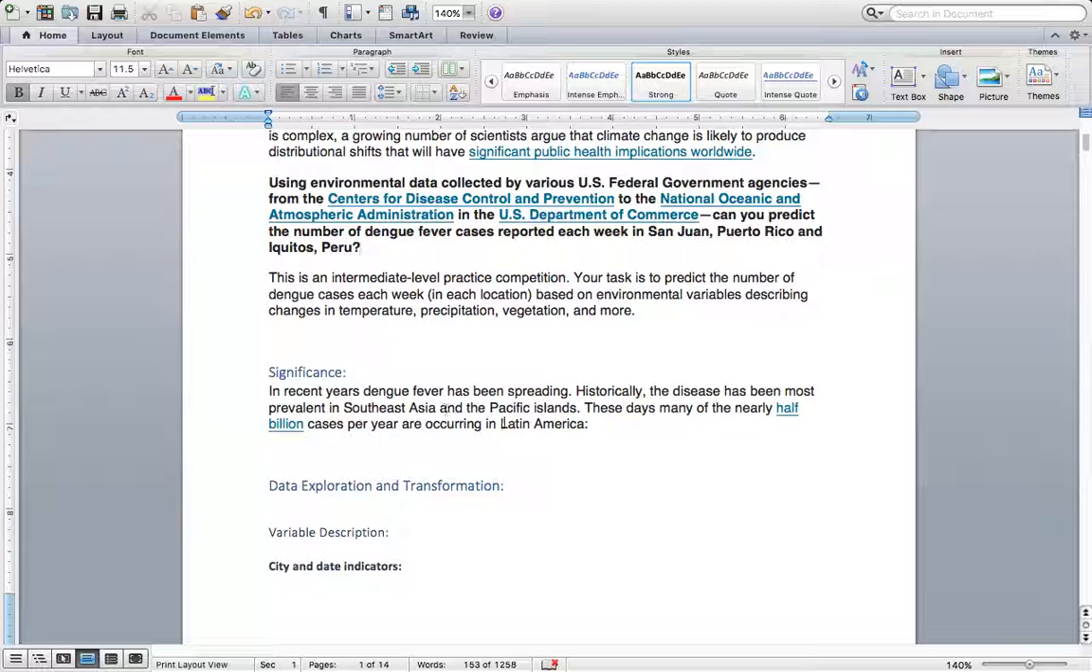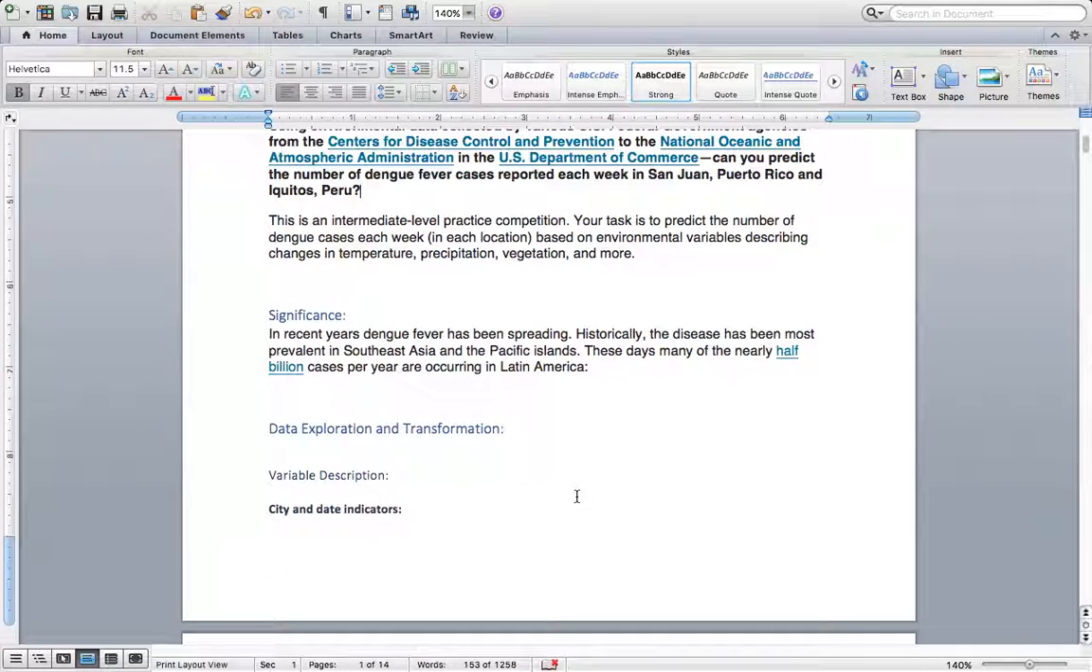In recent years, dengue fever has been spreading, and historically, the disease has been most prevalent in Southeast Asia, where the monsoon is very prevalent, like in summertime. And when the monsoon arrives, it brings a lot of diseases with it.